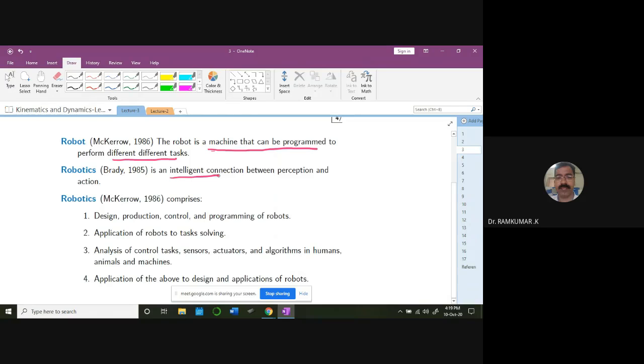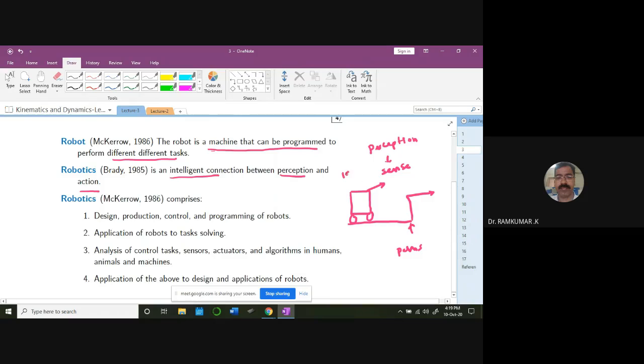It is an intelligent connection between perception and action. How do you visualize it? A robot is a machine that can be programmed to perform different tasks. What do you really mean by it? Imagine a wheeled robot. You need to program it in such a fashion that it can take on different routes, different paths. At every point in time, the robot has to sense the environment. That you call perception.